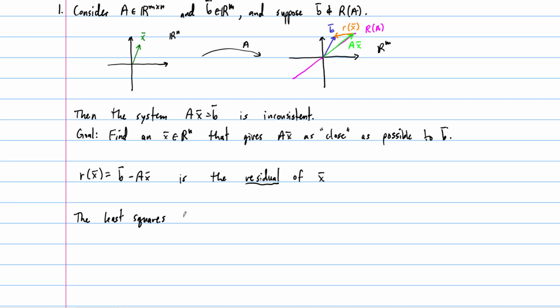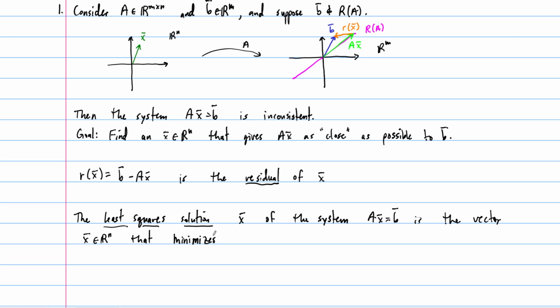I'll just define it now, I guess. The least squares solution x of the system Ax equals b is the vector x in R^n, in the domain space, that minimizes the residual. Now, what do I mean by minimizes? Well, I mean minimizes the length, so I'll even write that. Minimizes the length of the residual vector.